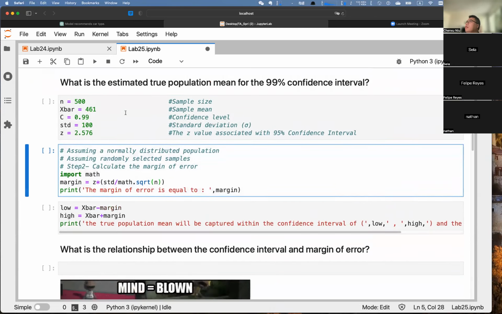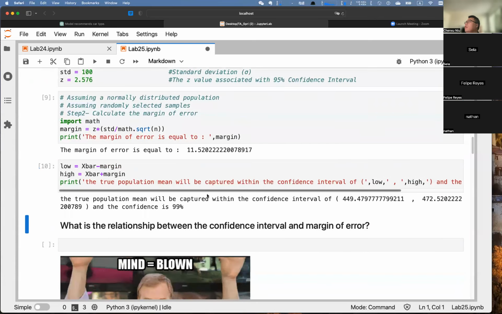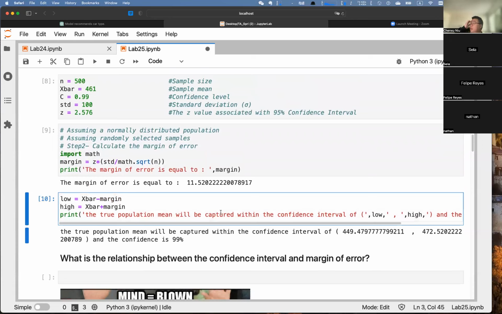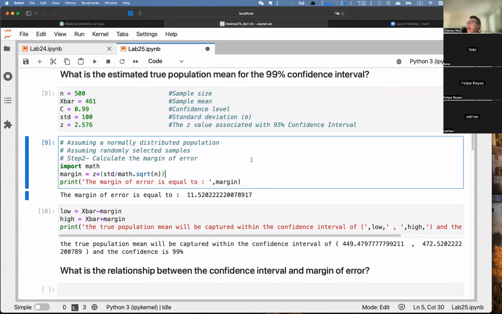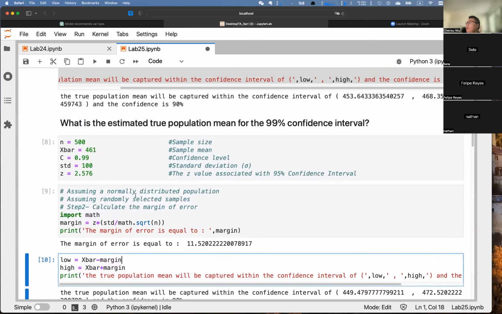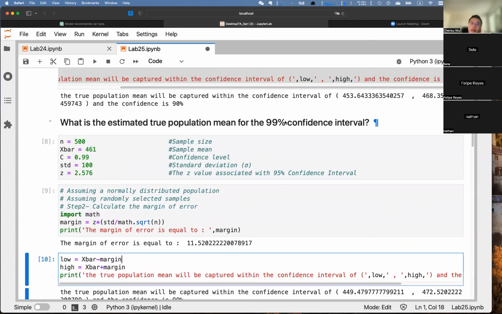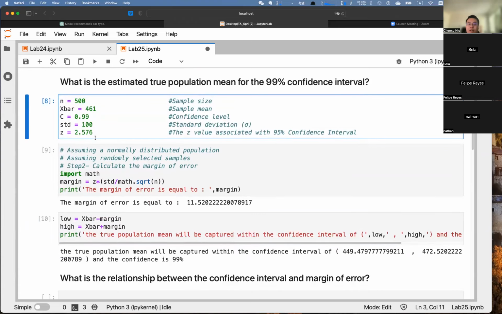For 99%, again, Z is larger, so the margin would be 11.5. It's the largest among these three, right? And so this range is the largest, and it is more likely to contain the true value at that confidence level. So the key is how to organize the data and how to compute that. All right, any questions so far?